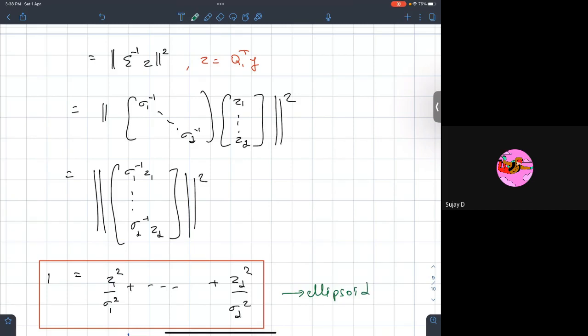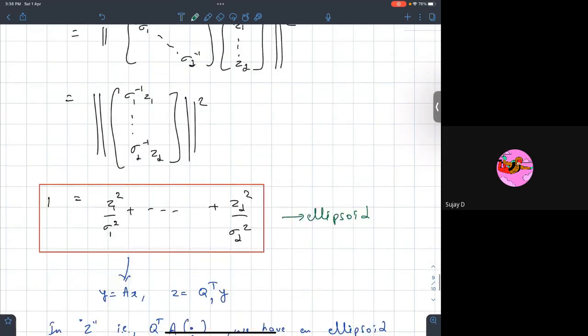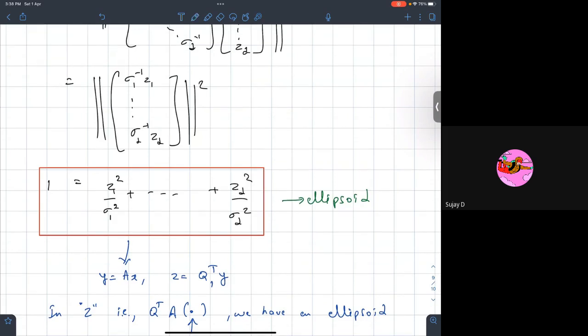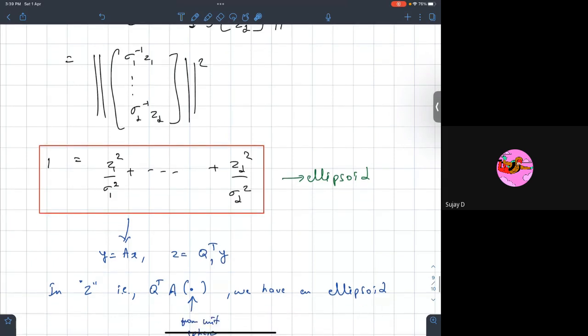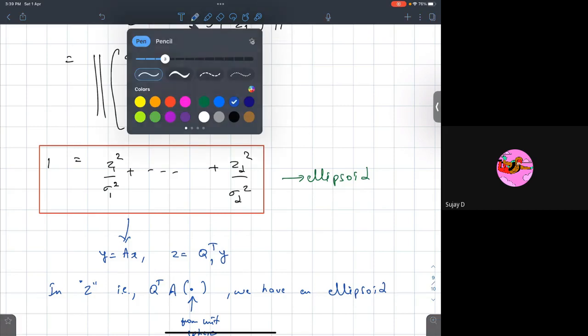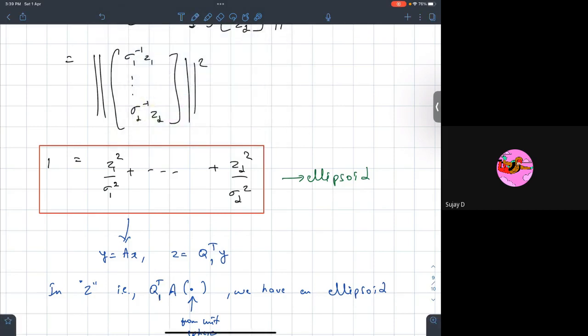So you got an ellipsoid equation in what variable? y equals A x and z is q1 transpose y. So I take something from the unit sphere and apply A, and then q transpose. Then if I look at this variable, I get an ellipsoid equation in z.